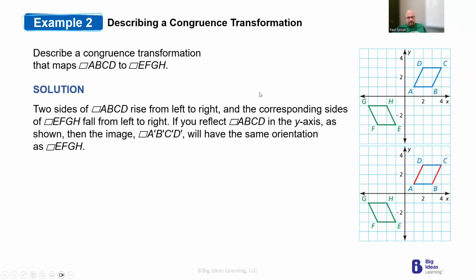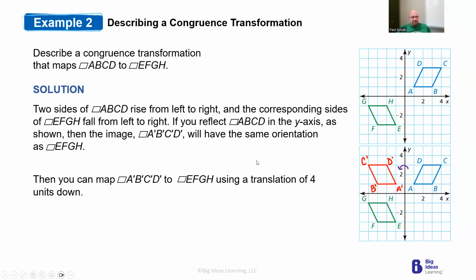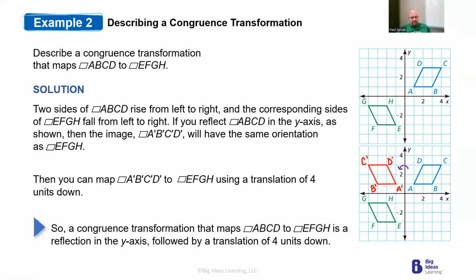Here we have an original figure. The two sides of ABC are on the right, and the corresponding sides fall from left to right. The reflection over the axis is shown in the image. A prime, B prime, C prime, D prime have the same orientation as the original. Now, if I take that and slide it on down with my translation, what will it do? Down.